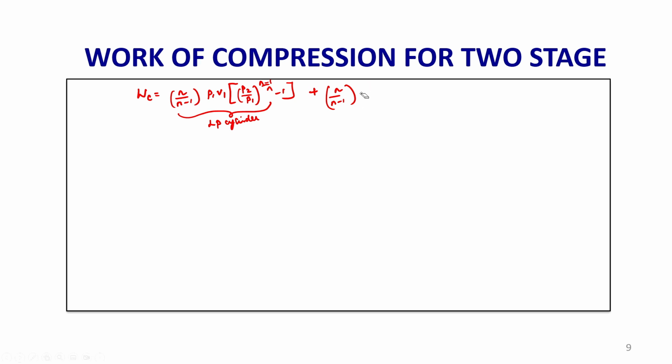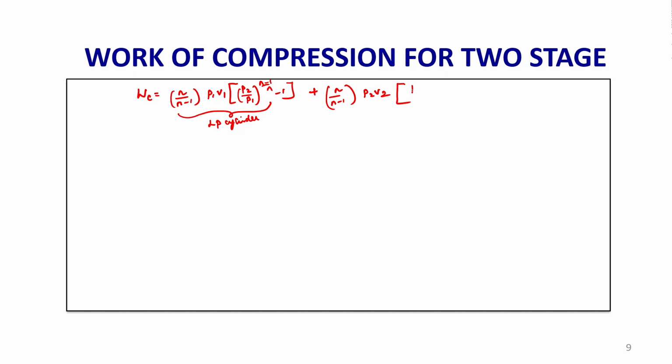Instead of P1 V1, we will write P2 V2. Instead of P2 by P1, in the first cylinder, that is the low pressure cylinder, the pressure is raised from P1 to P2, so we are writing P2 by P1. In the second one, in the high pressure cylinder or cylinder number 2, the pressure is increased from P2 to P3. So, therefore, the higher pressure is P3, the lower pressure is P2, (n minus 1) by n, minus 1. So, this will be equation number 1. This is for the high pressure cylinder.